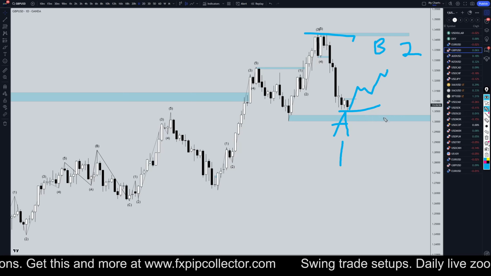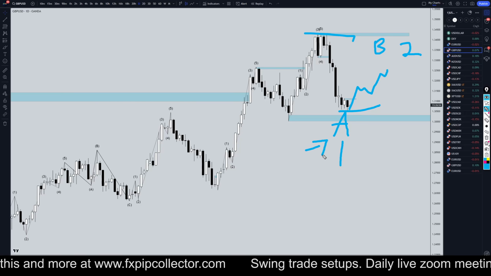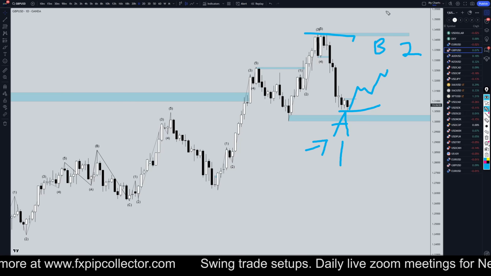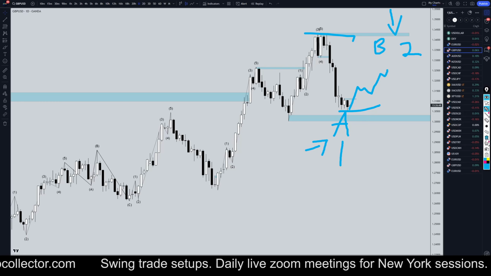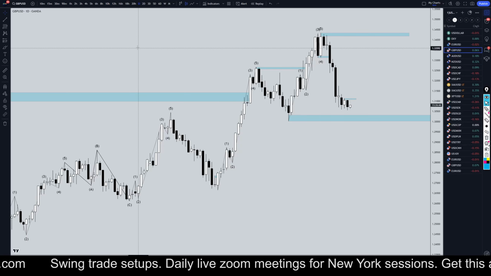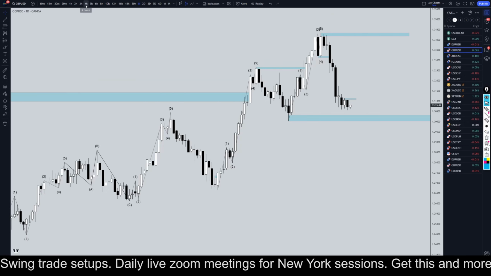Like I always say, the trading strategy is exactly the same for an A and a 1, which is looking for shorts on shorter time frames. The trading strategy is exactly the same for a wave B or wave 2, which is looking for longs on shorter time frames. So not really too big of a deal in my eyes to know the difference.